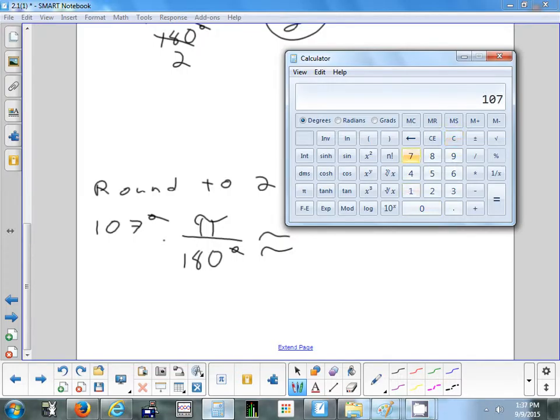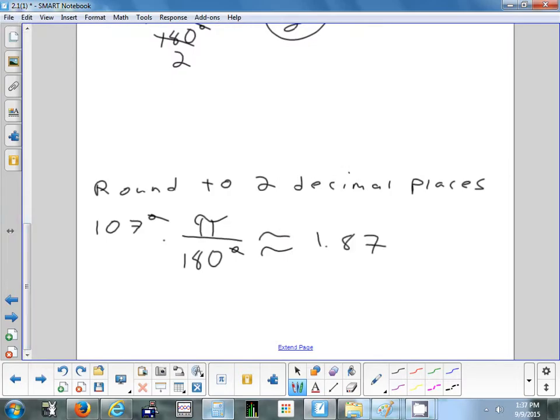So we got 107 times pi. Okay, so there's the top. And then divide by 180. So it's about 1.87. What's my unit on that? Radians. Do I need to write it? No.